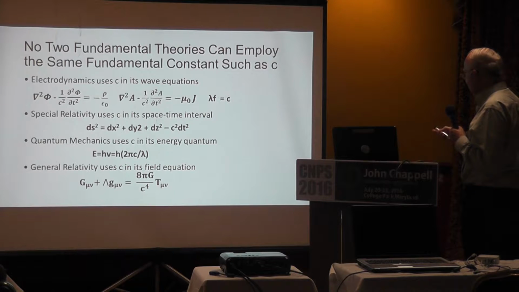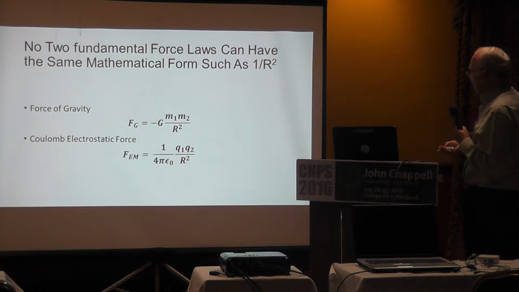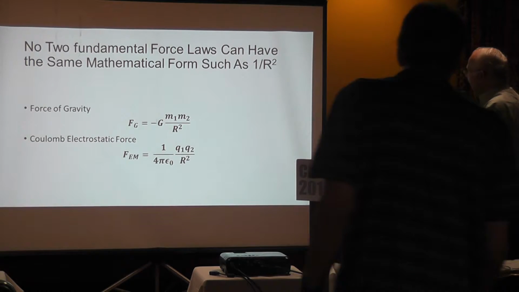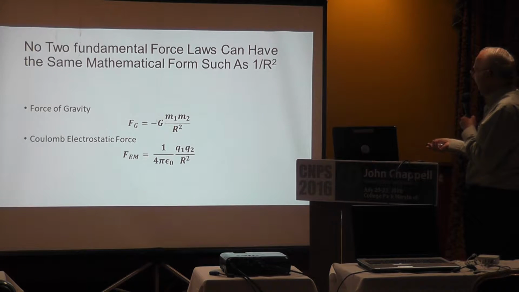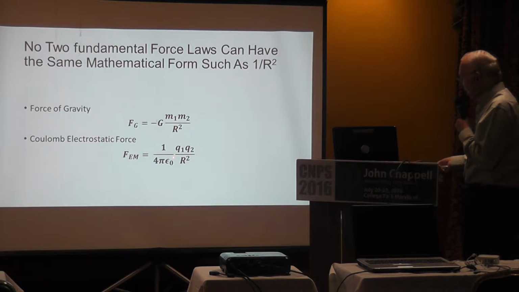So let's look at another argument here. No two fundamental laws can have the same mathematical form, such as 1 over r squared. And we have the force of gravity, and we have the electromagnetic force are both proportional to 1 over r squared.